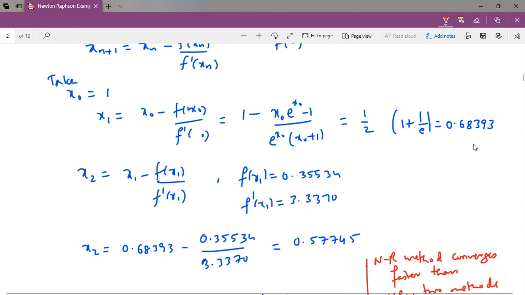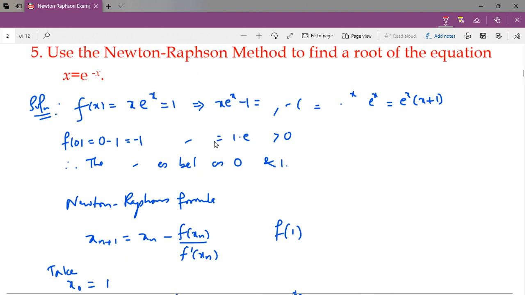Okay, so in this example x into e power x is equal to 1, that we can write as x into e power x minus 1 is equal to 0. Okay, so now f dash of x, so what is f dash of x?